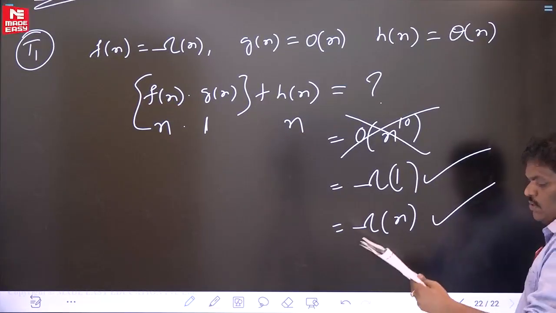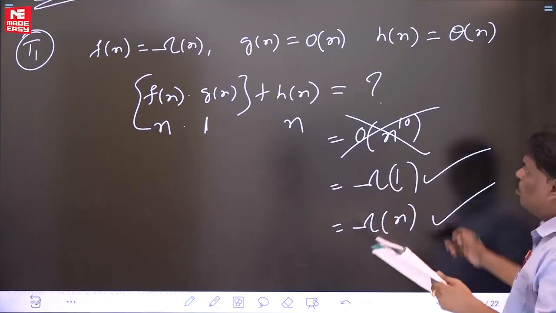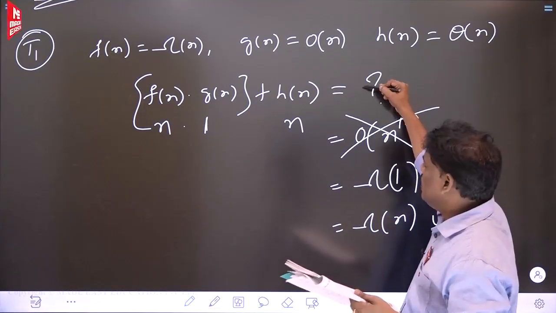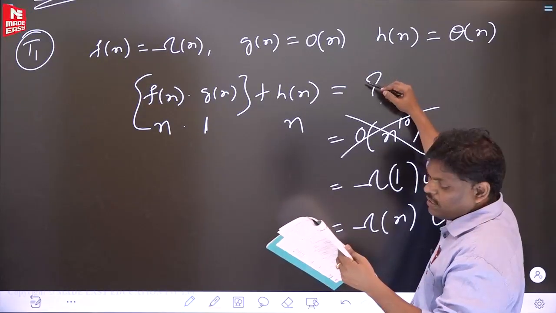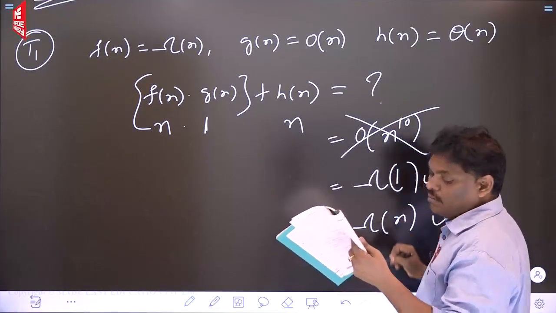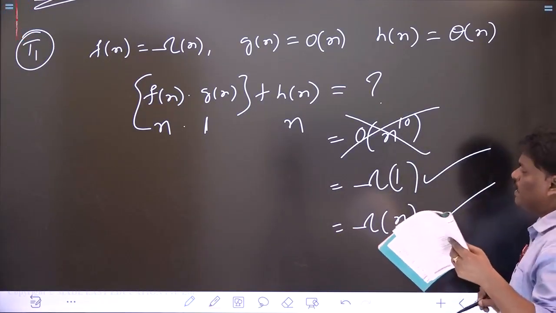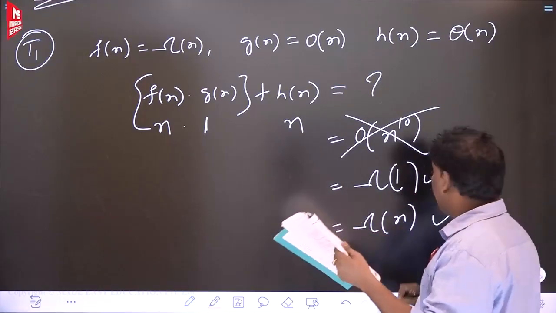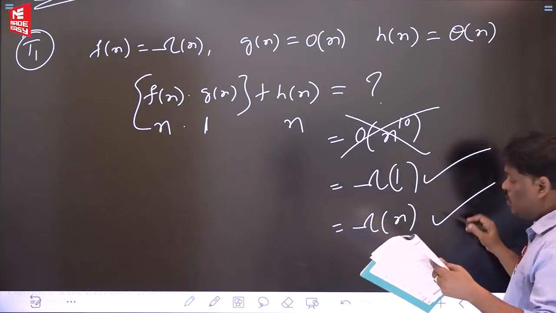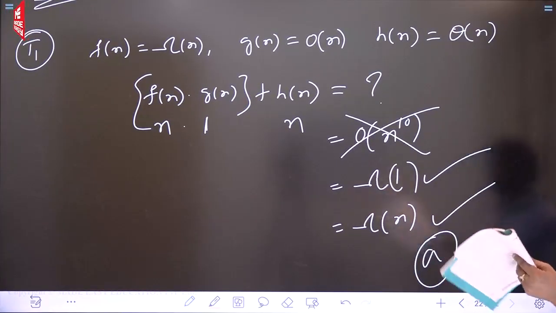Please check. Can you help me with the available options? Which option is right? What about option A, omega of n? Is it true or not? Yes. B, big O of n. No. C, theta of n. You cannot say that left and right are always equal. D, none of these. The answer is going to be A. So for question number T1, the answer is A.